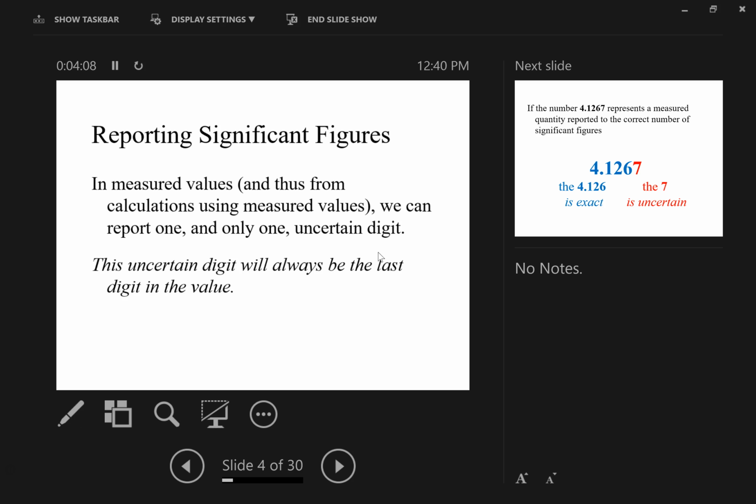Now, as we get going, I'm going to use this as an example, and this will make more sense in a minute. The uncertain digit will always be the last digit in the value. So let me grab a red here. We got time.